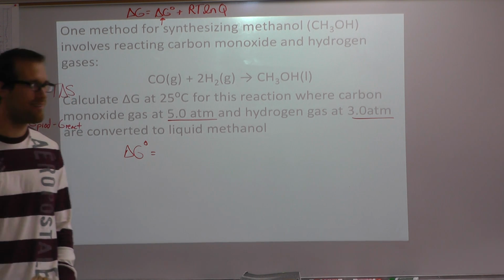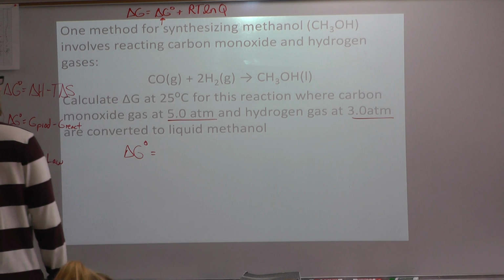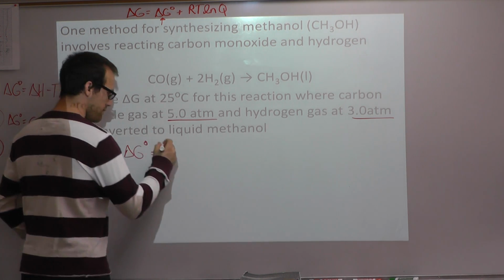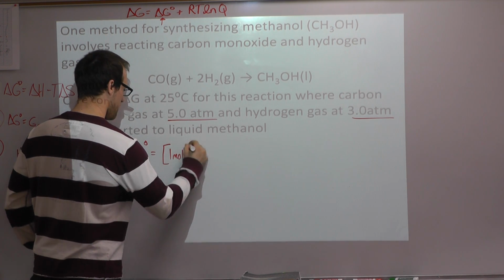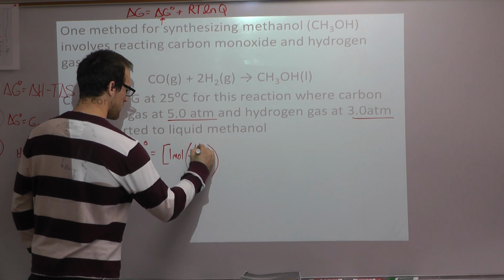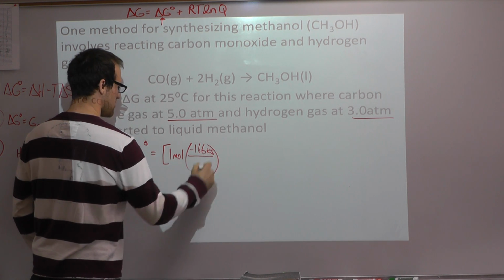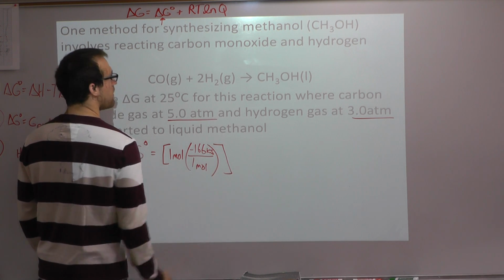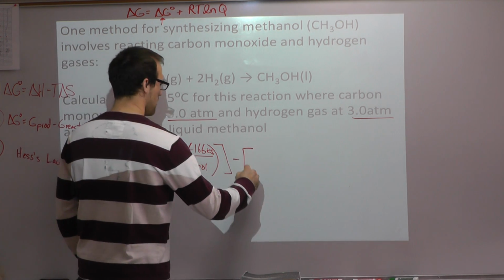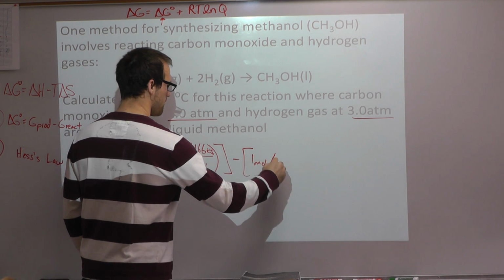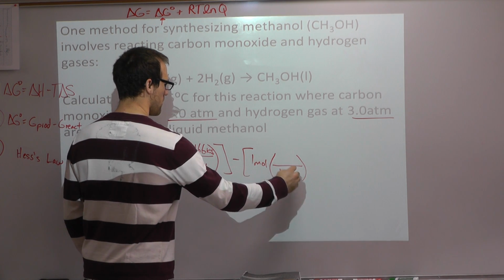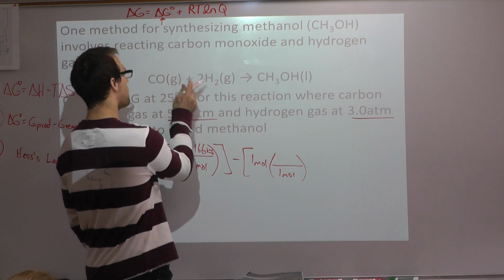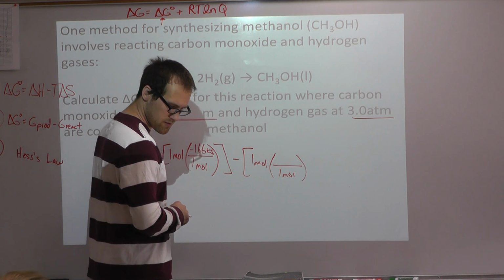Just final minus initial, so it's CH3OH. Yep, so your first guy's gonna be liquid methanol. G is negative 166. So I got 1 mole of it. Negative 166. It's kilojoules per mole. Okay. Minus 1 mole of CO. What's the number? One more CO, sorry. Negative 137.